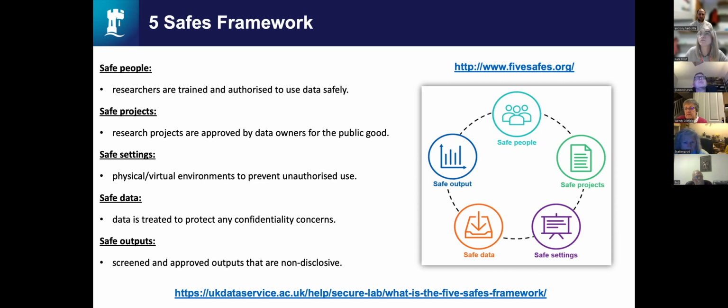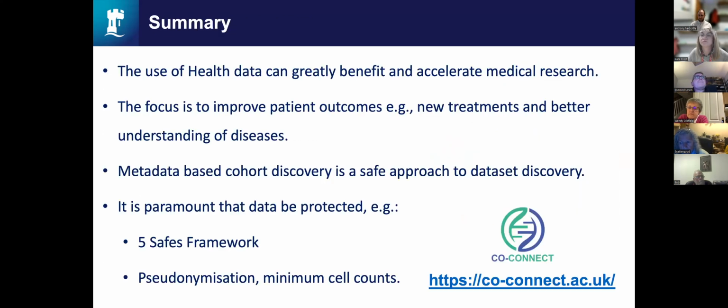And then safe outputs. It's all very well going through all of these things to minimize everything, but the actual data that comes out for research, as part of the 5-stage framework, everything that is output is reviewed by people who control and check the data. So there we go. Really, at the end of the day, we're trying to develop things for people and their health, save lives, new treatments, diseases.